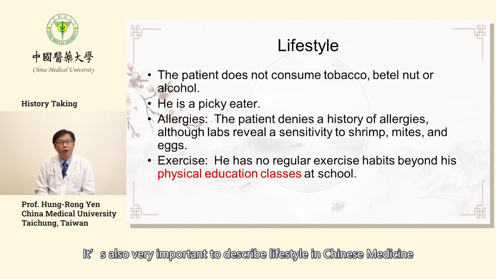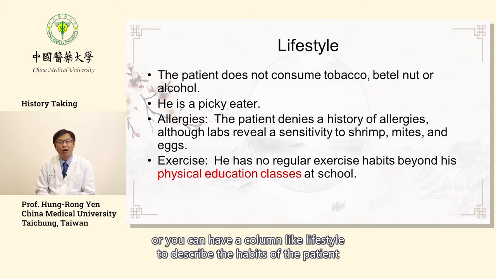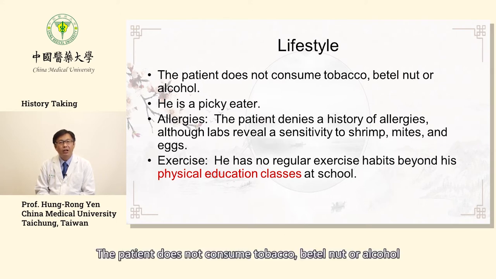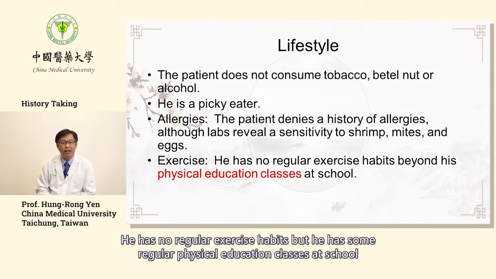And it is also very important to describe the lifestyle in Chinese medicine. Here you can put this kind of information in the personal history, or you can have a column like lifestyle to describe the habits of the patient. So the patient does not consume tobacco, betel nut, or alcohol, but he is a picky eater. He has allergies to different kinds of foods like shrimp, mites, and eggs. He has no regular exercise habit, but he has some regular physical education classes at school.